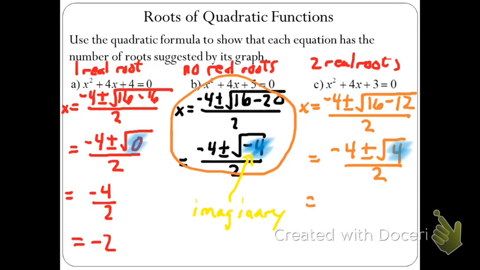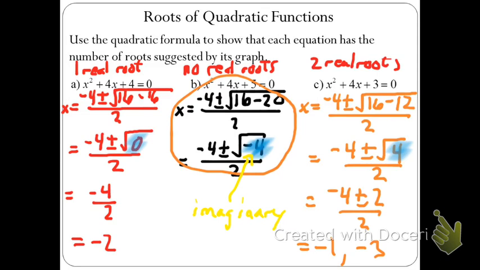Since that positive number is going to have a square root, we're going to have something to actually add and subtract from negative 4 in order to find two different solutions. You'll get negative 4 plus 2 is negative 2, divided by 2 is negative 1. That would be one of the roots of that equation. Negative 4 minus 2 is negative 6. Negative 6 divided by 2 is negative 3. There, you get two real solutions.